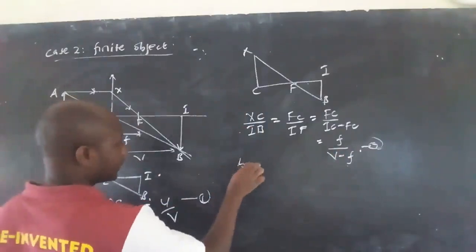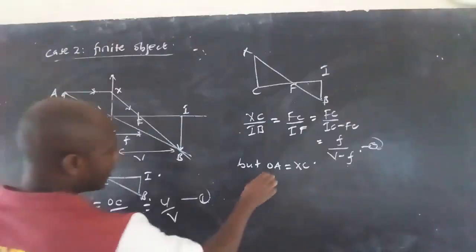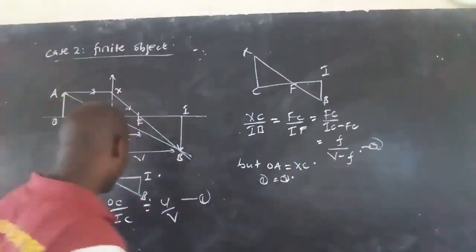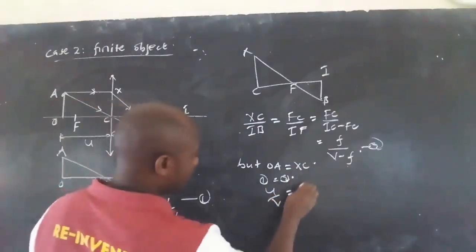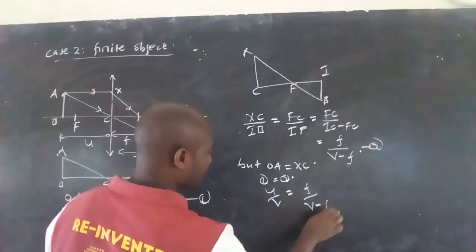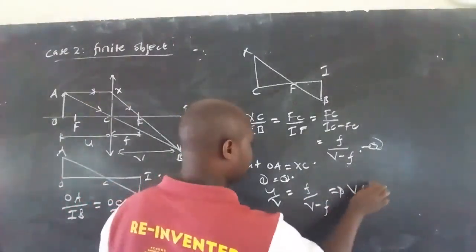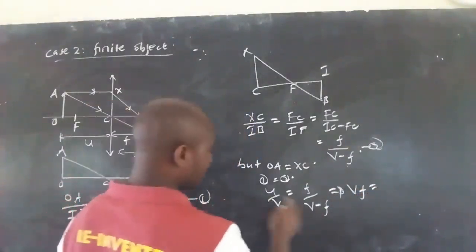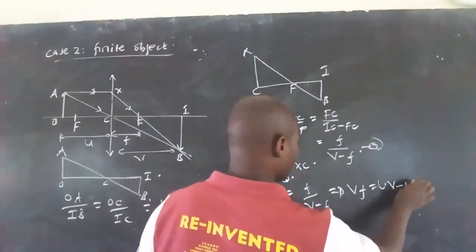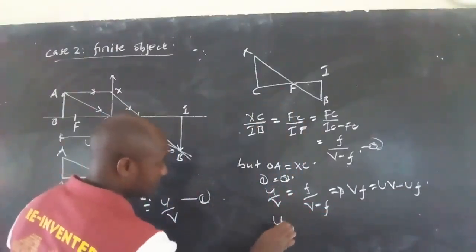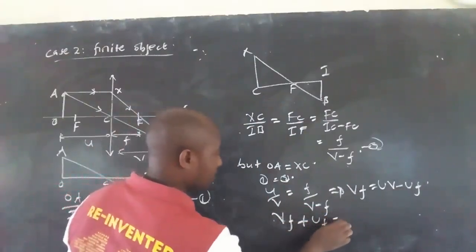Then, but OA is the same as XC. So 1 is equal to 2. Equate: U over V will become F over V minus F. We shall have VF equals UV minus UF. That means that VF plus UF is equal to UV.